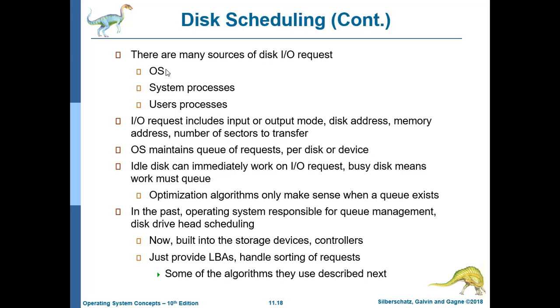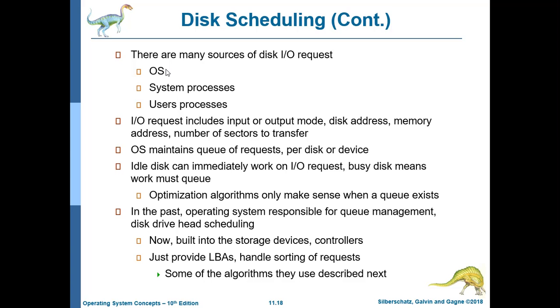Next we have, of course, HDD scheduling. There are many sources of disk I/O requests. They can come from the OS, system processes, and users' processes. I/O requests include input or output mode, disk address, memory address, and number of sectors to transfer.